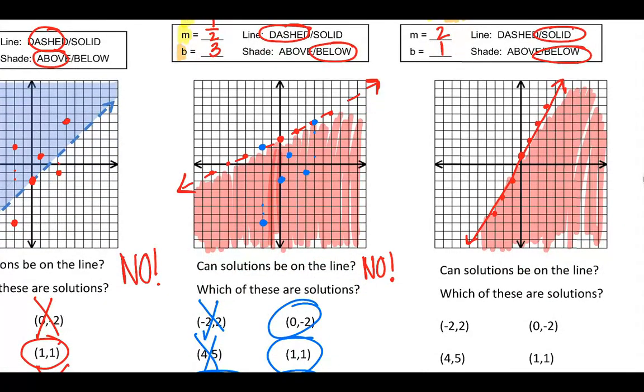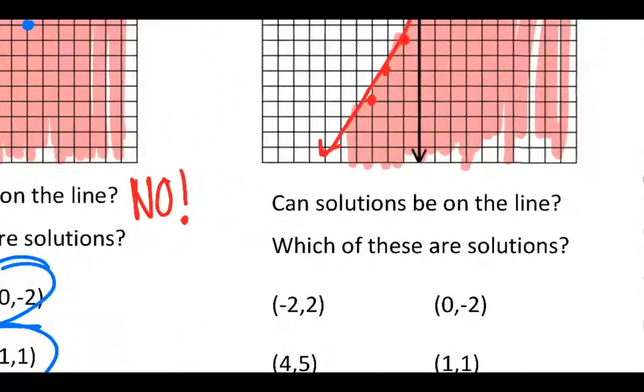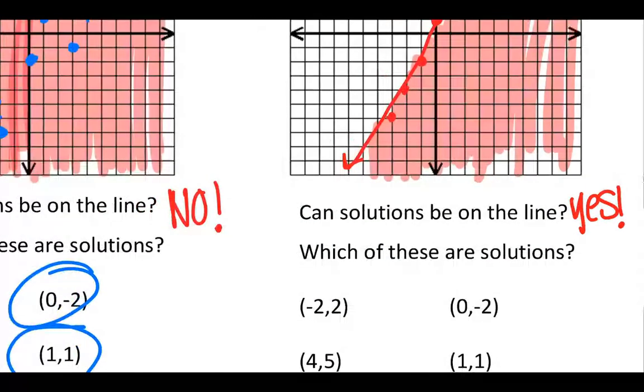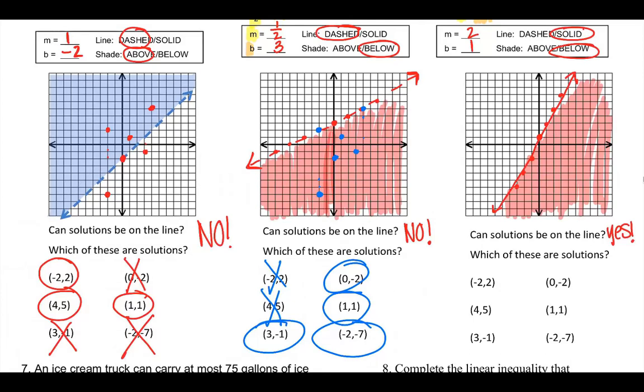Okay, this is a solid line this time, so can solutions be on the line? Yes, because on solid, that's possible. On dashed, it's not because they are not equal to. It cannot be equal to solutions on that line. So which of these are solutions?